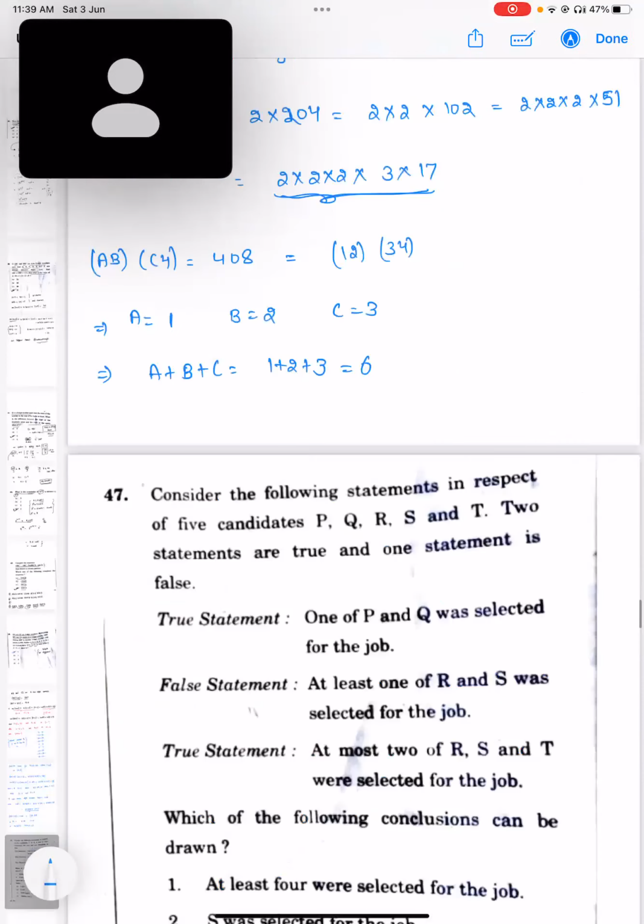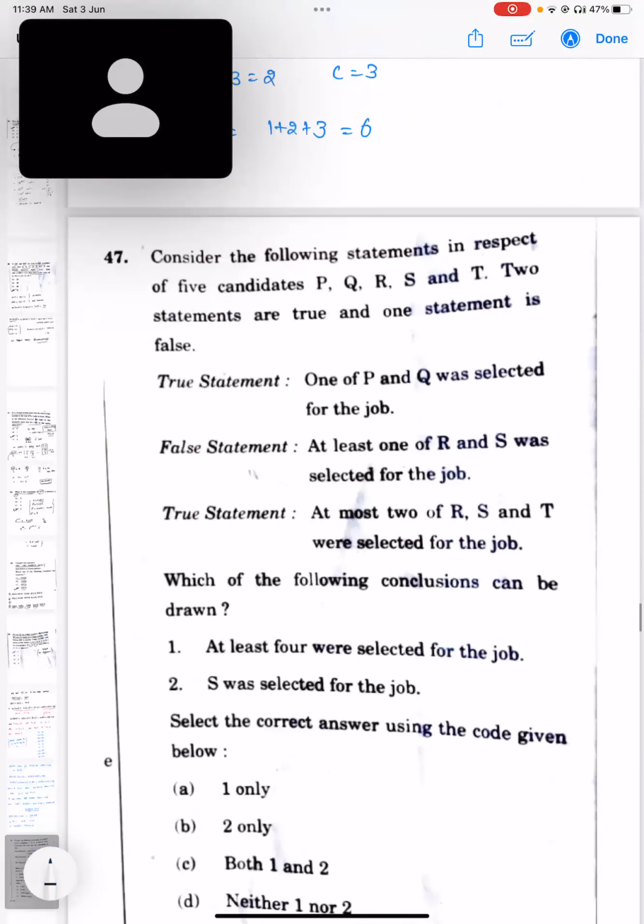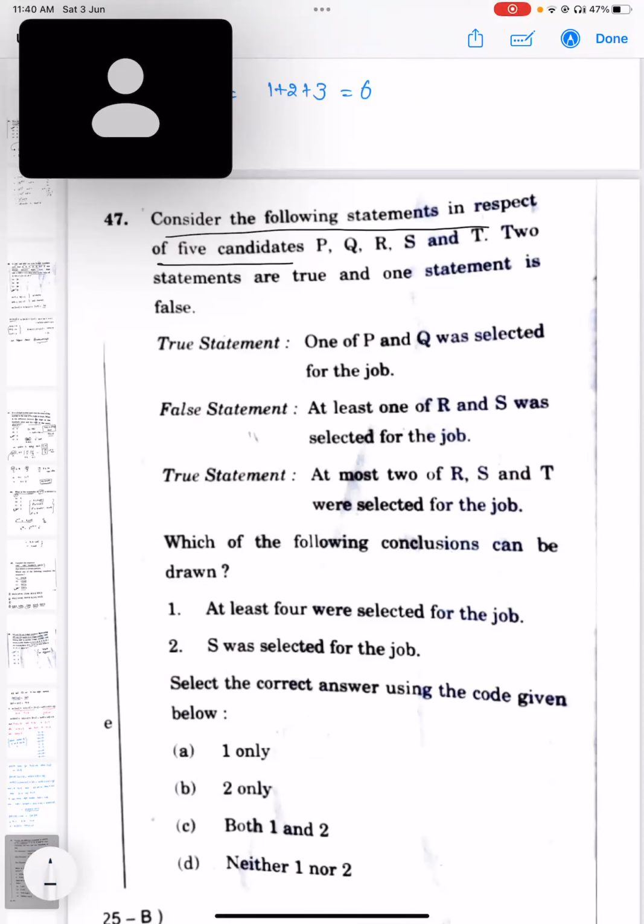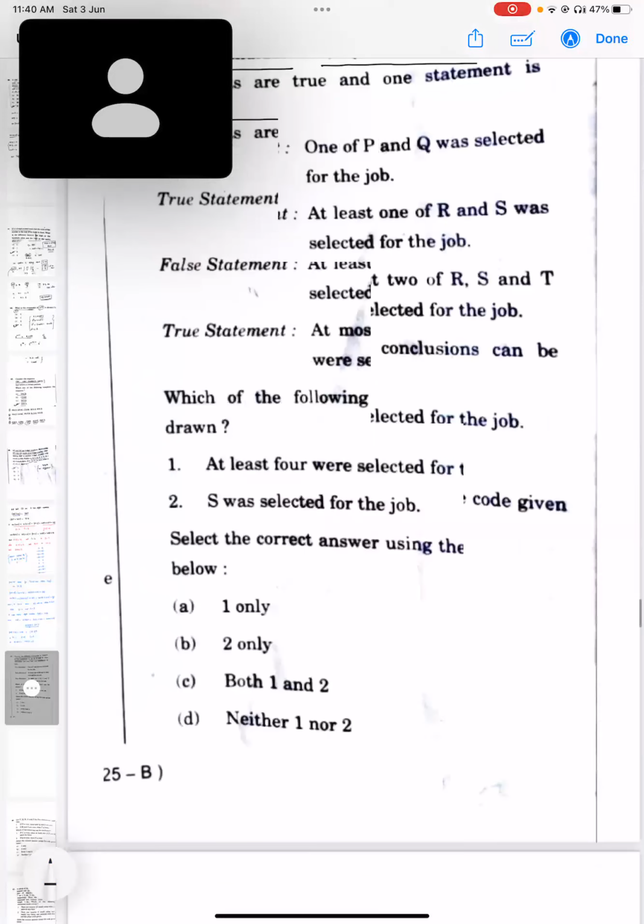It is saying, consider the following statements in respect of 5 candidates P, Q, R, S, and T. These are the 5 candidates. 2 statements are true and 1 statement is false. Okay, let us see the true statement.